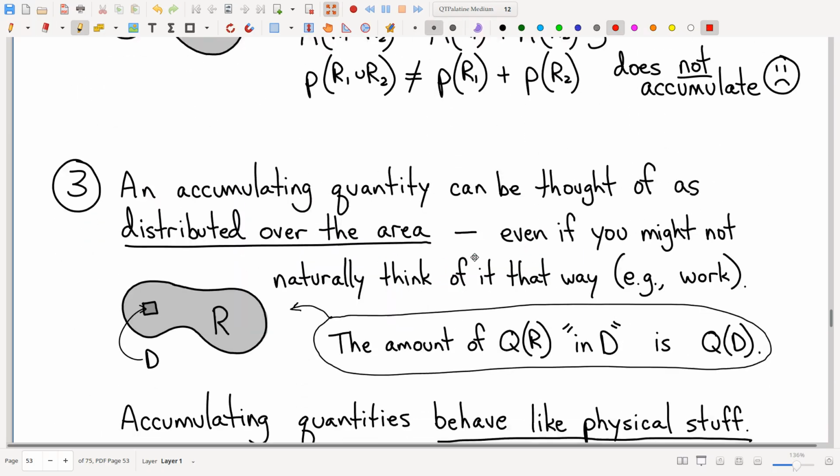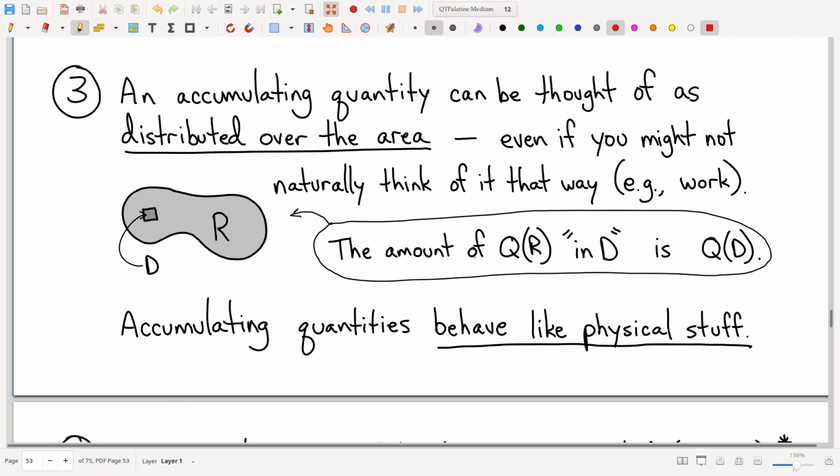Okay. This next thing is just a point of view. It's just a way of thinking about things. I think this is valuable. All accumulating quantities you can think of as being like a physical stuff. It doesn't mean that it is a physical stuff, but it behaves like it's a physical stuff, even if it isn't. So, for example, let's talk about work.